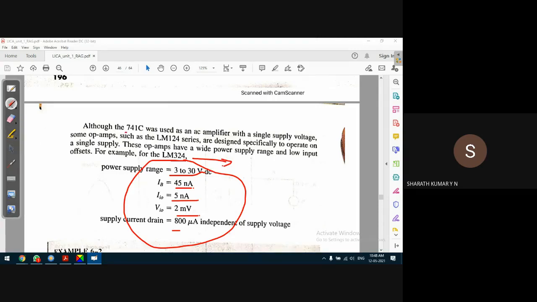Even the 741 can be operated with a single polarity supply. These op-amps have a wide supply range and low input offsets. The advantage of using the LM324 is that it has a low input offset voltage, and the voltage range is 3 to 30 volts.